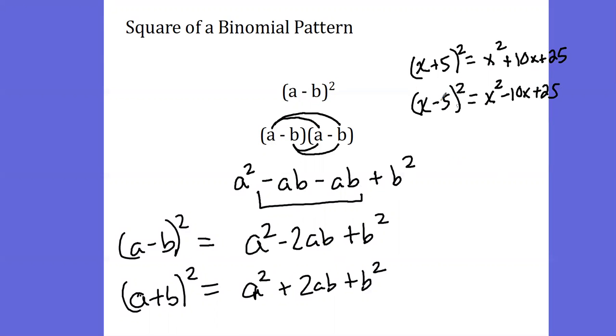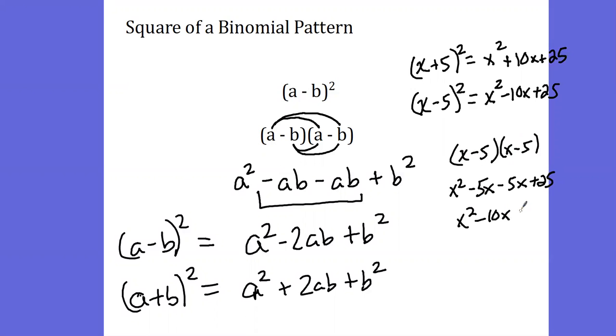Now, let's take a look at this one the longer way, just to make sure that this was good. If I have x minus 5, the quantity squared, that literally means the quantity of x minus 5 times the quantity of x minus 5. Going through my foiling process, x times x is x squared. x times negative 5, minus 5x. Negative 5 times x, minus 5x. Negative 5 times negative 5 is plus 25. I can combine these like terms. This is x squared minus 10x plus 25.